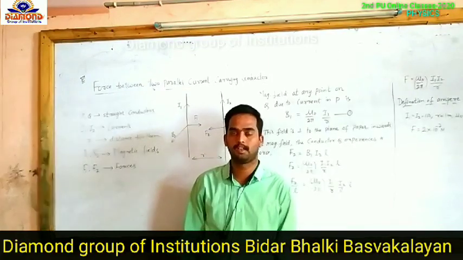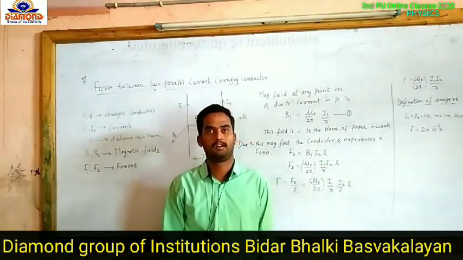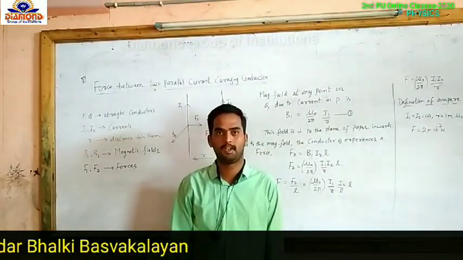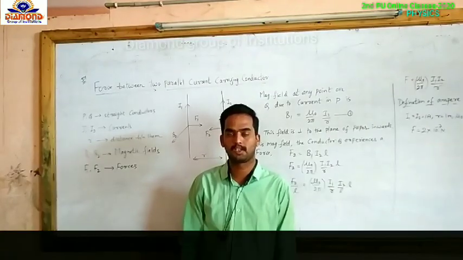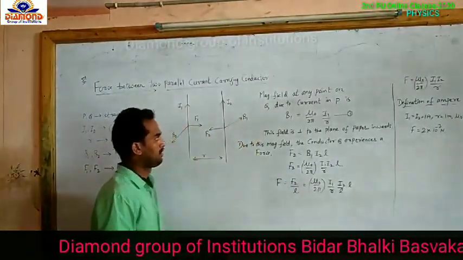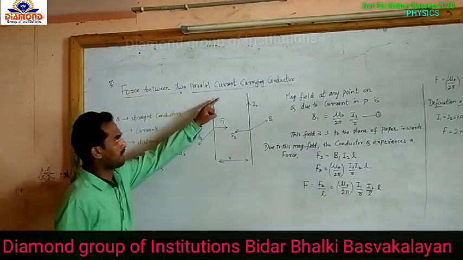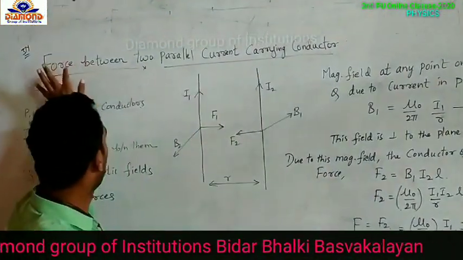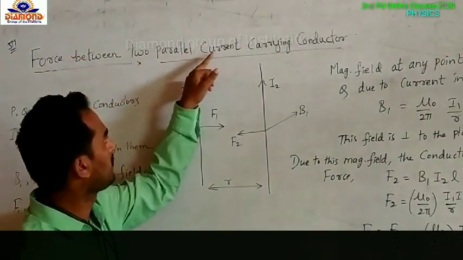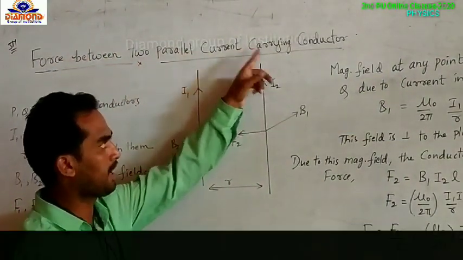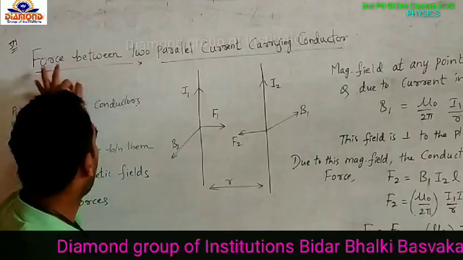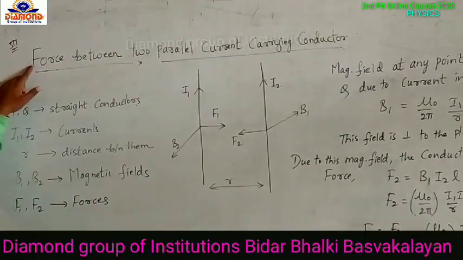We are discussing the chapter Moving Charges and Magnetism. So today we are going to discuss a derivation: the force between two parallel current-carrying conductors. That means two straight conductors carrying current, and we are going to derive the expression for the force.